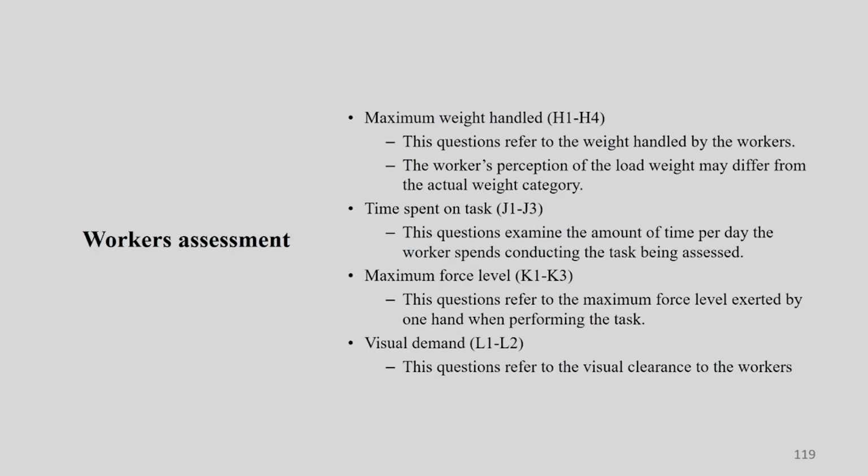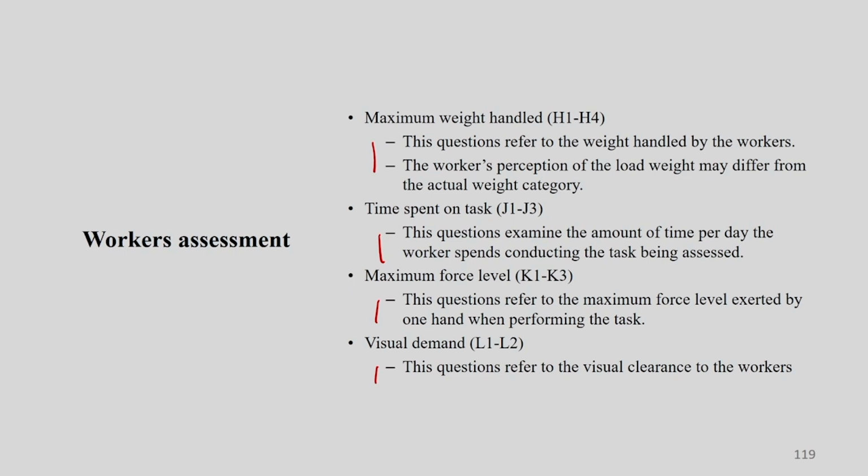So we did some kind of analysis till G. Right now, here maximum weight handled, you will get the notation by H1, H2, H3, H4, time spent by J, maximum force level, that is for K, and visual demand for L. So you have all the definitions over here. For visual demand, you are trying to answer that this question refers to the visual clearance of the work. So if you are working, how clear it is.